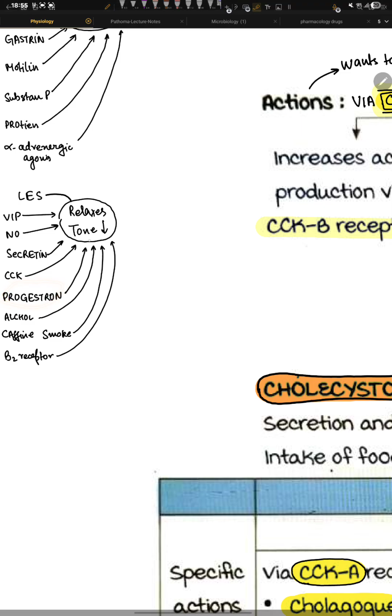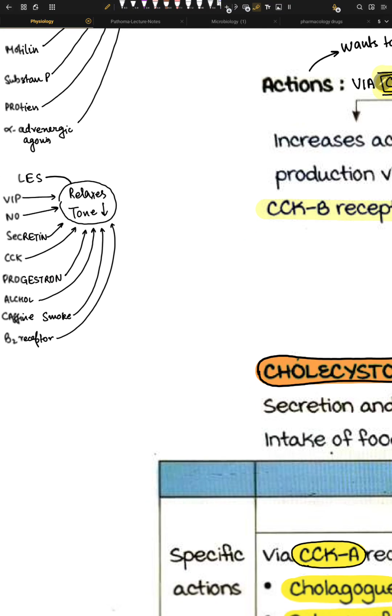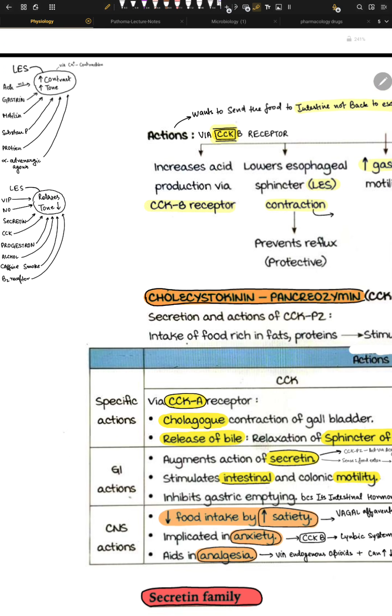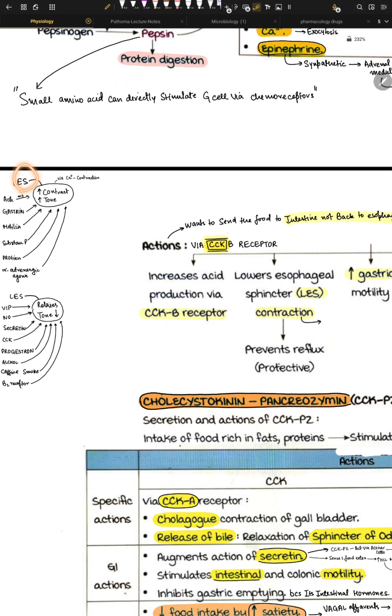Progesterone, surprise, surprise. That's why a lot of women during their pregnancy experience emesis, vomiting a lot of the time. Alcohol weakens this tone, caffeine and smoking as well, and beta 2 receptors. So I hope we understand the LES right now.